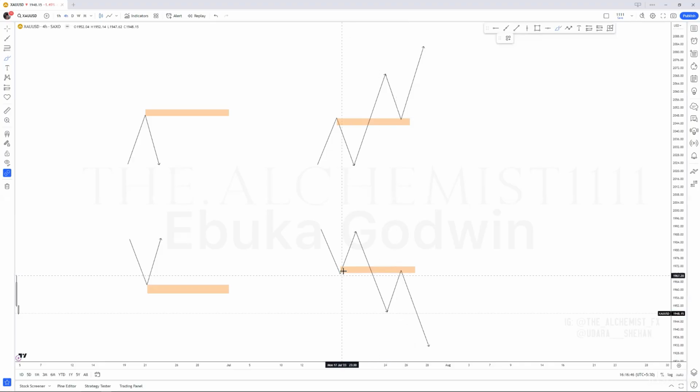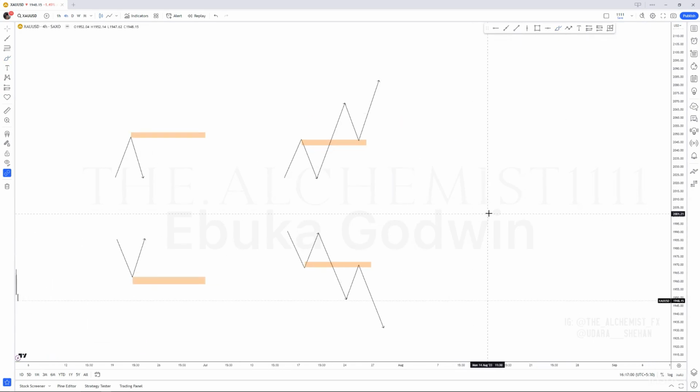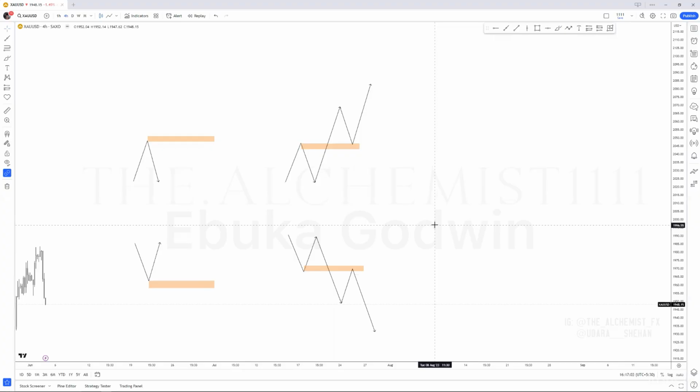First of all, it was a support and it got broken right here. So then it acts as a resistance. So SBR, very simple. So that's that. And then there's another type. There's another type that you can call head and shoulder.